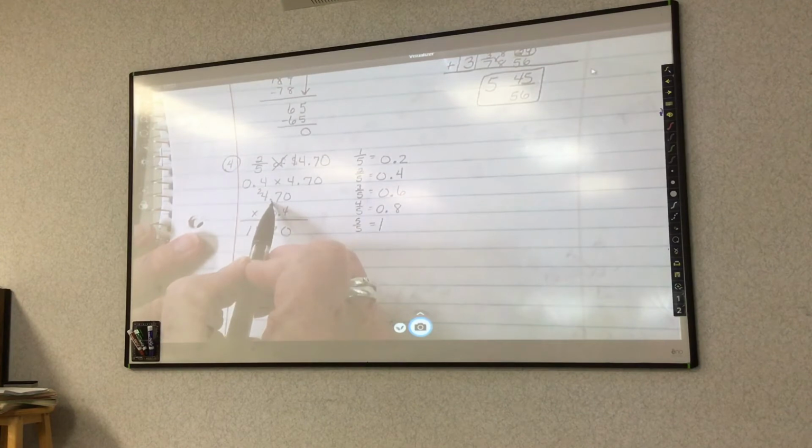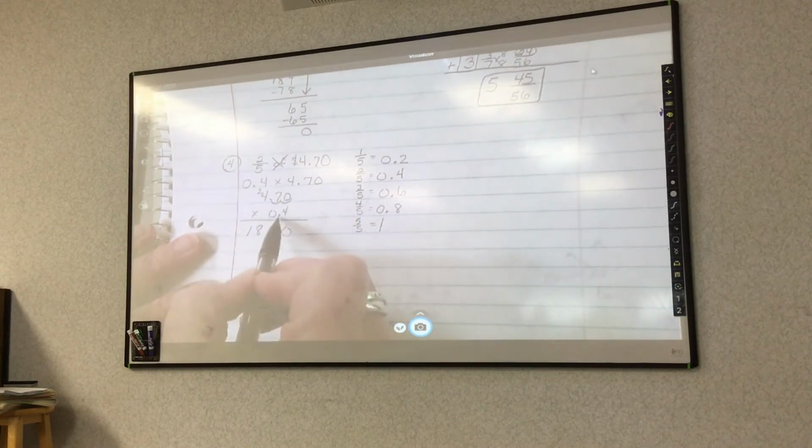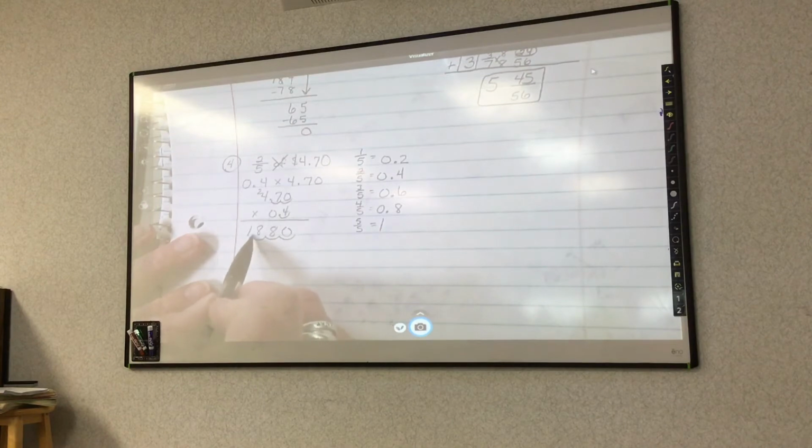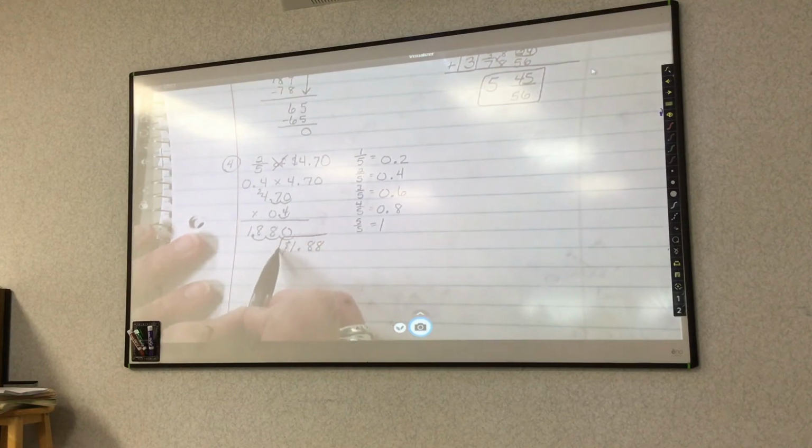Then I count my decimal places. 1, 2, 3. Start at the right. I rewrite it. $1.88 was the fare back in 1979.